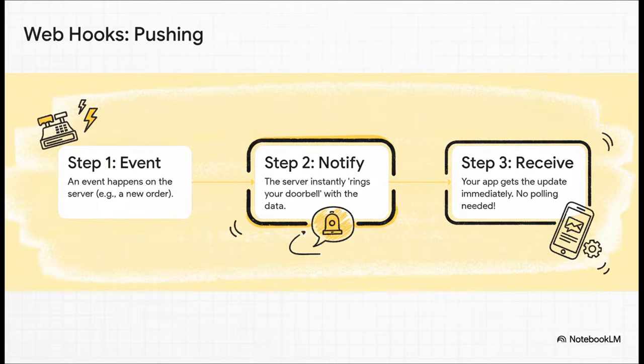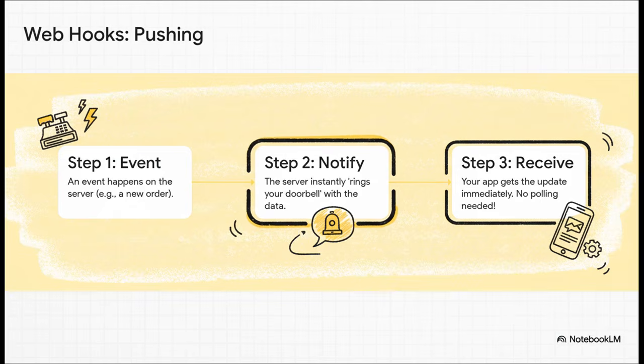Webhooks completely flip this model on its head. So instead of you checking the mailbox, the server rings your doorbell the exact moment a letter arrives. When something happens, like a new order comes in on Shopify or someone pushes new code on GitHub, that service instantly sends the data right to your app. No more asking, just instant notifications.